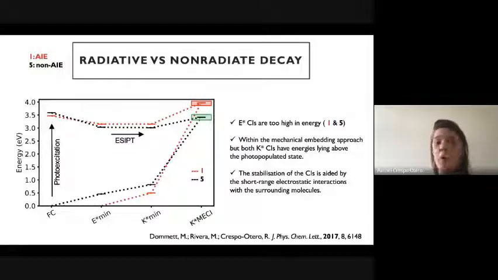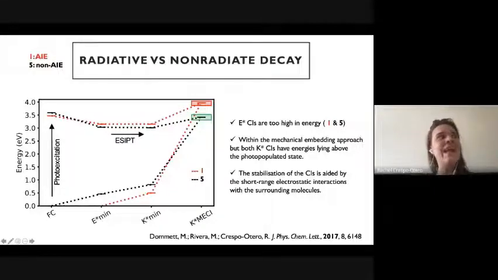And if you compare that with the gas phase, this is different, because in the gas phase everything was really downhill. But here, of course, because of the restrictions in the solid, you will have an increase of the energy of the conical intersection because of the restricted rotation in the solid. However, in the case of one, provided the initial excitation energy, this is classically accessible. You have a barrier, but still it is accessible. In the case of five, it's not accessible.